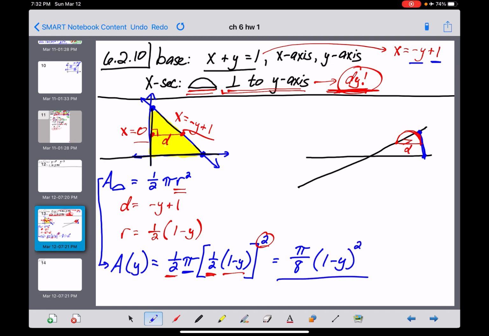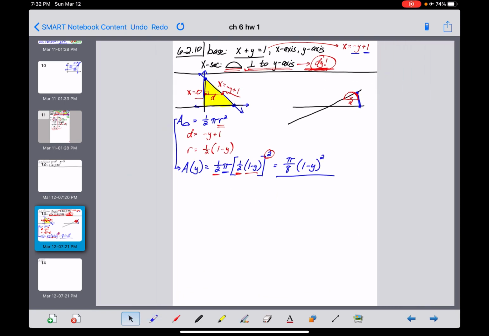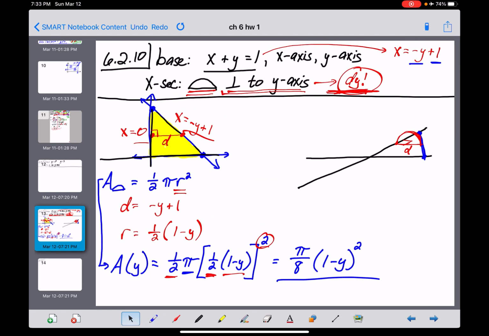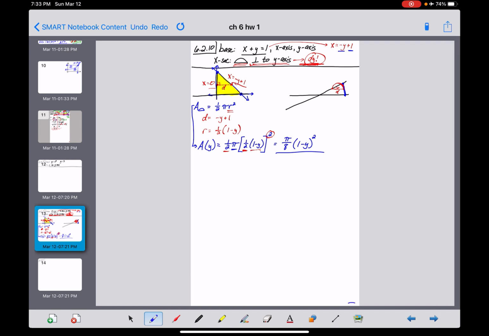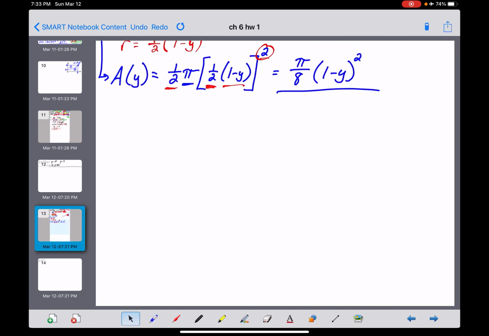Okay, guys, that is our A of y formula, which is always the hard part to come up with here in a problem like this. So let's, can we scroll here? Maybe we can't. All right, let me make a little mark down there. Now I should be able to do that.